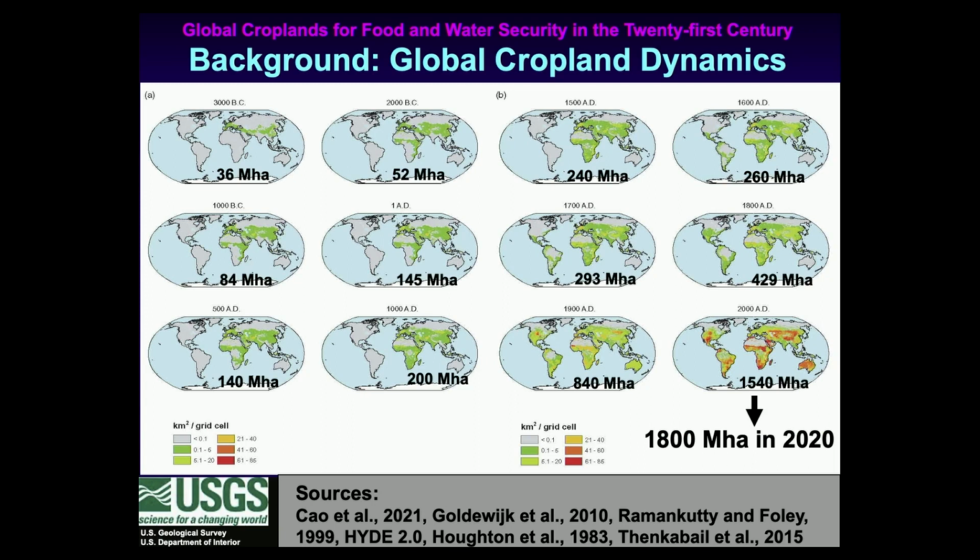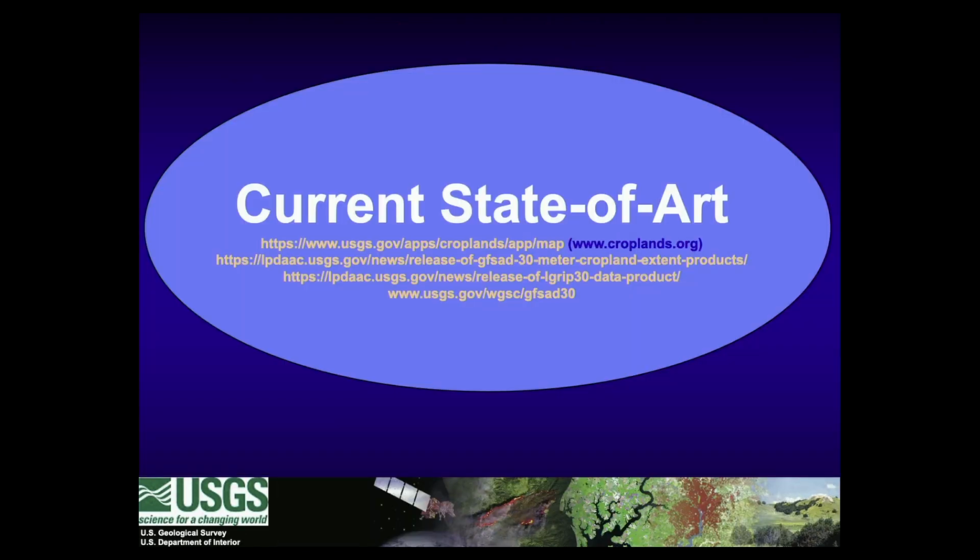About 3000 BC, there were just 36 million hectares of croplands. By 1000 BC, 84 million hectares of cropland, and even at 1900 AD, they were 840 million hectares. In the 19th and 20th centuries, a massive expansion of croplands has taken place, especially after the Second World War, when population and cropland increase have been massive.